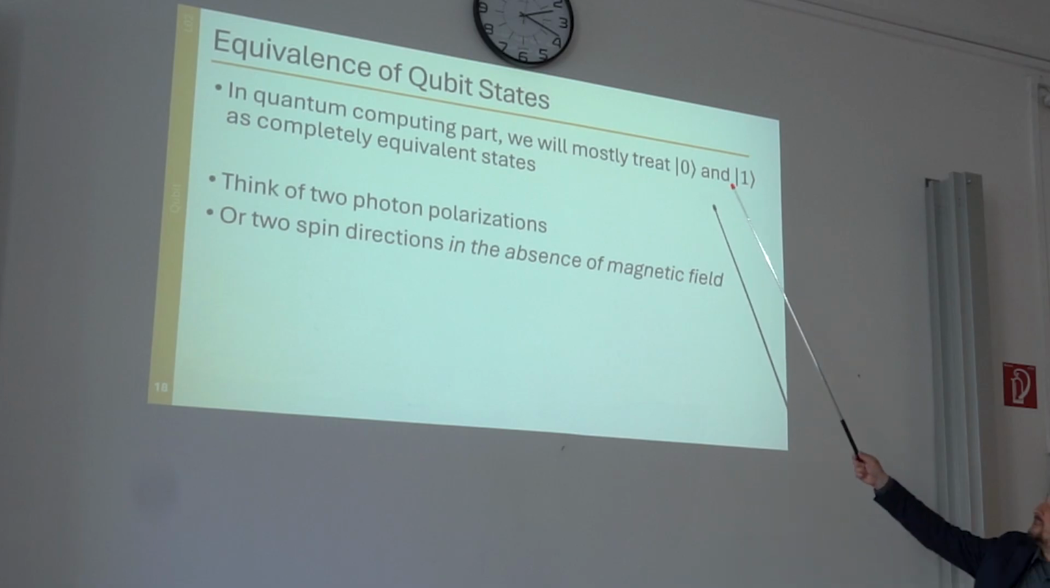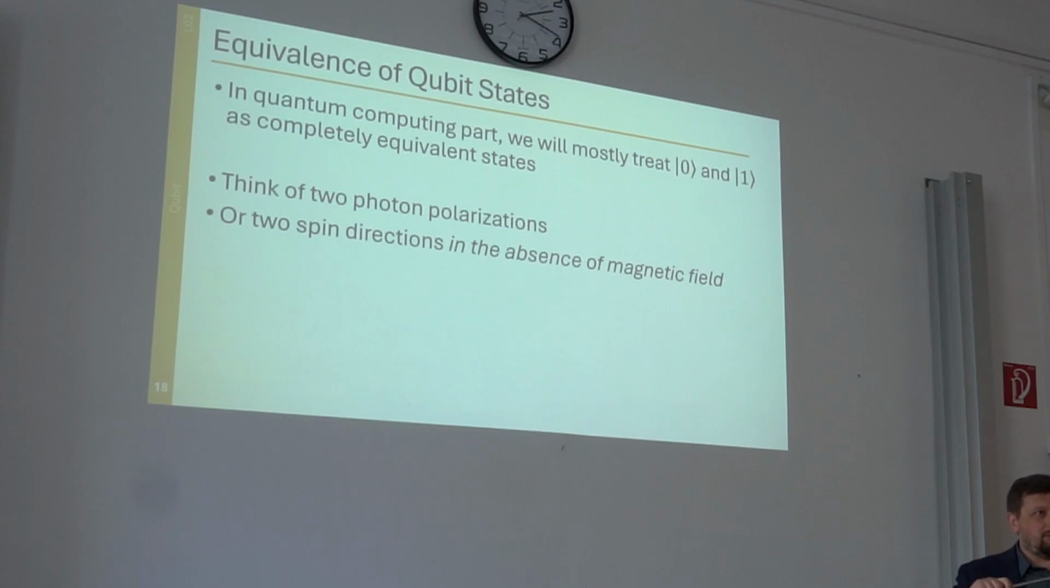So we will treat states 0 and 1 as completely equivalent. You can create a visual picture of two photon polarizations which are exactly the same, or you can think of two directions of spin if there is no magnetic field. If there is no magnetic field, there is no difference between up and down, right? Or between left and right.